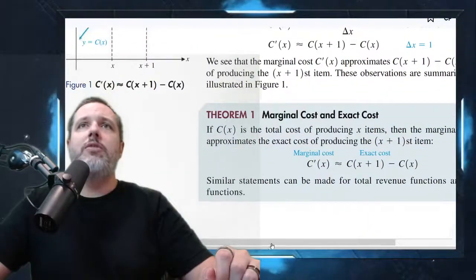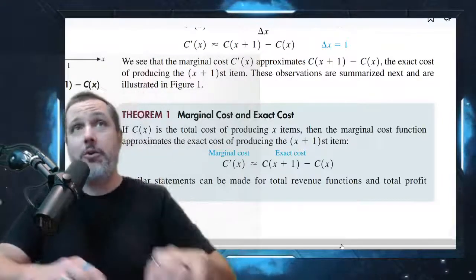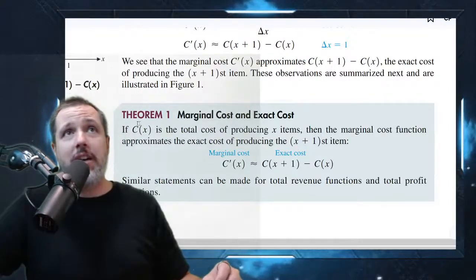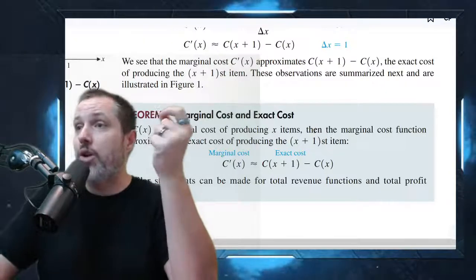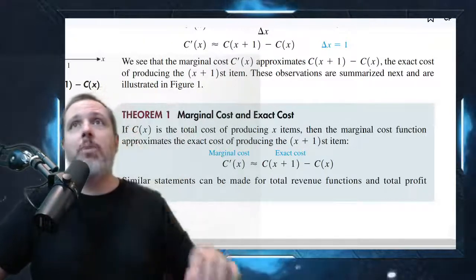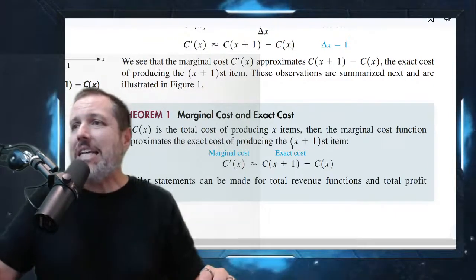Yeah, marginal cost versus exact cost. This is another one of those problems I'm telling you right now will be on the test. So marginal cost and exact cost. If C of X is the total cost of producing X items, so that's the actual real world cost, then the marginal cost function approximates the exact cost of producing the next item.